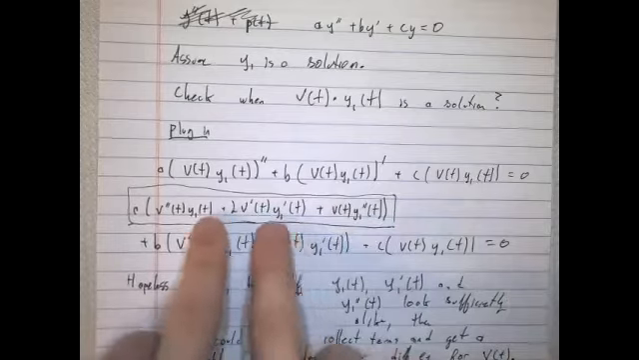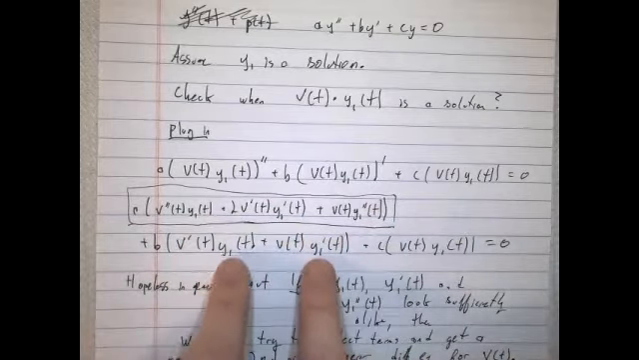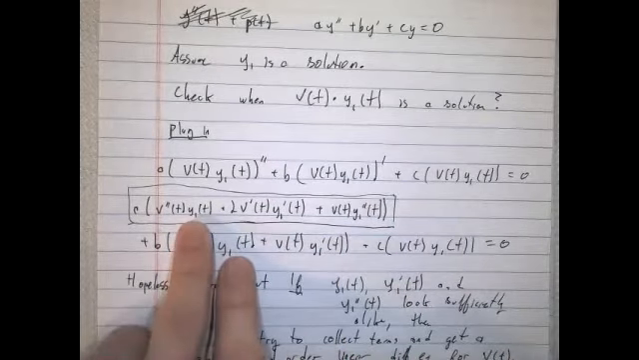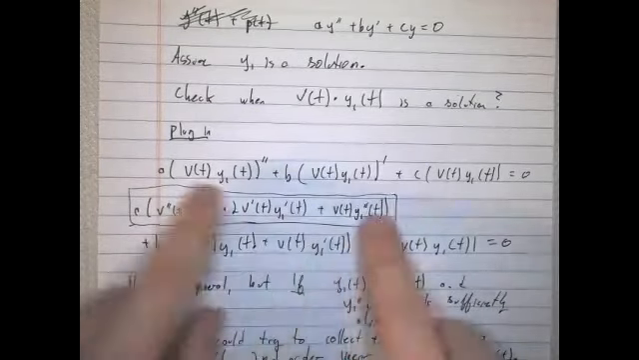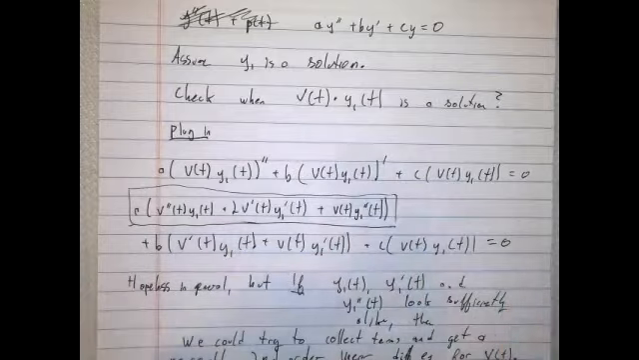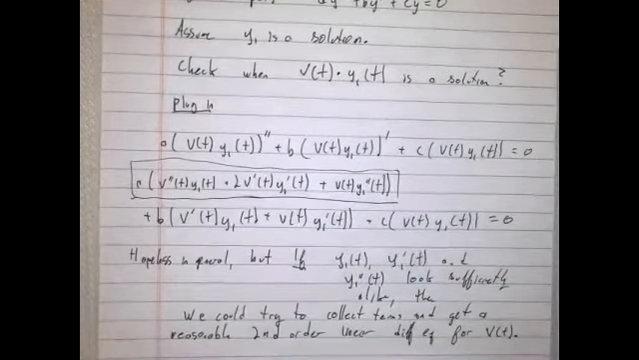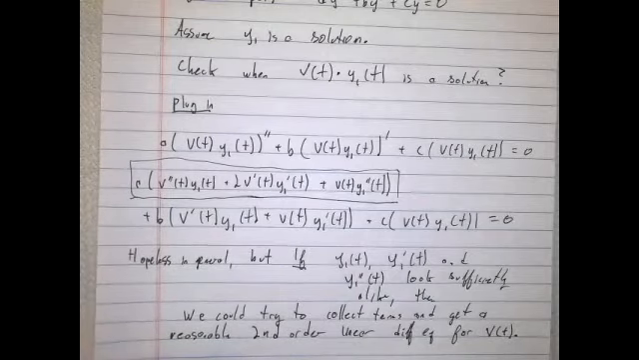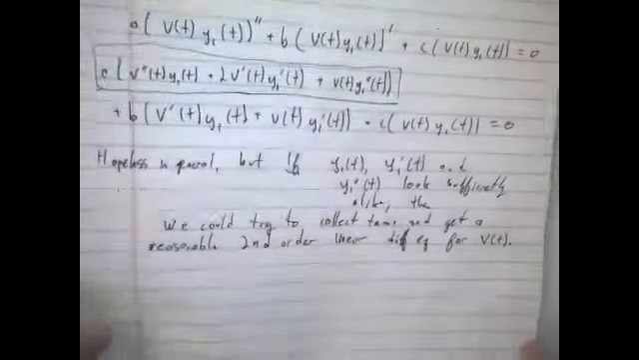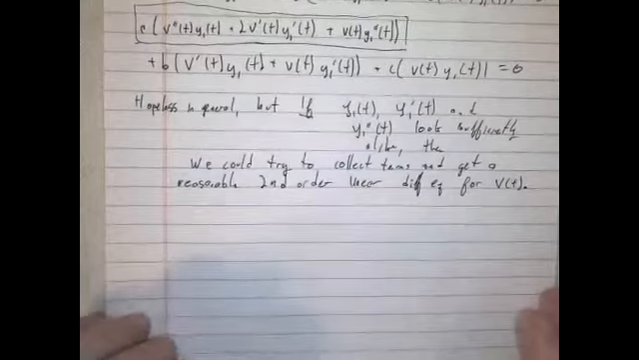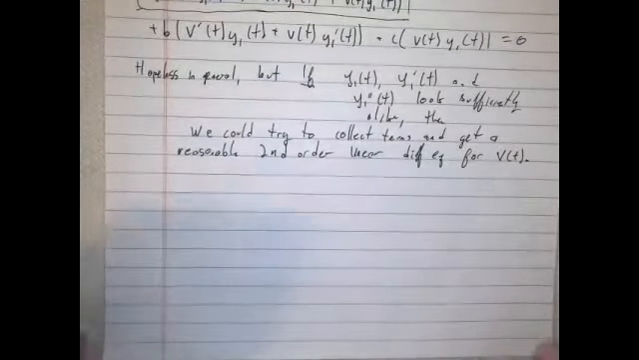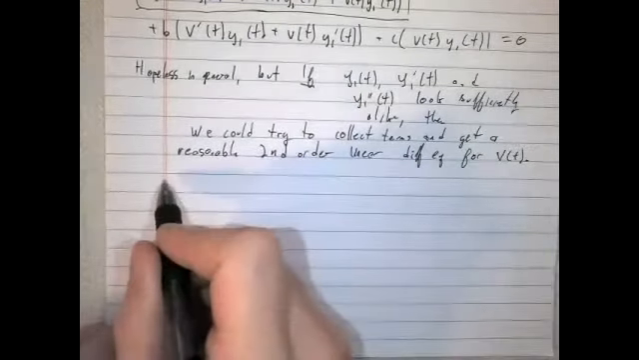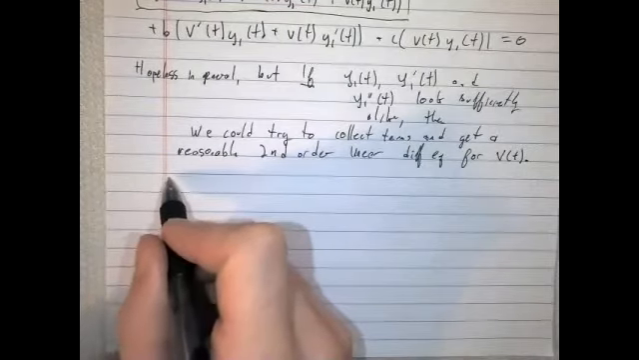But if all the derivatives of y, say, only differ from each other by a constant, then we have a chance of collecting terms and getting a nice differential equation in terms of v. So let's do an example, to show you that this actually does tend to work when we've got these constant coefficient second order linear differential equations.